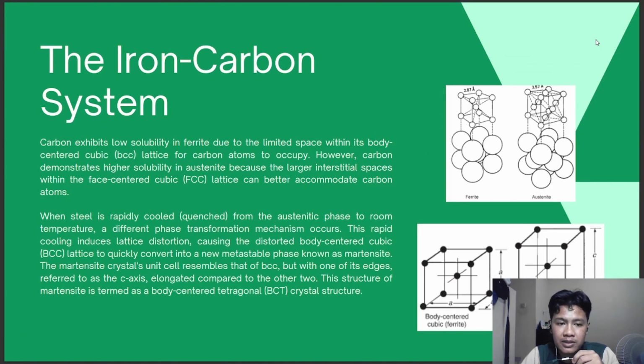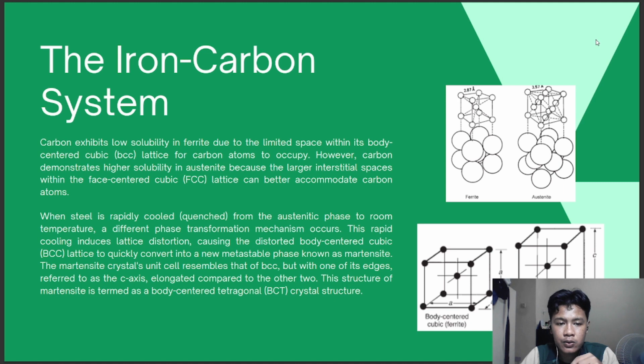Carbon exhibits low solubility in ferrite due to the limited space within its body-centered cubic, or BCC, lattice for carbon atoms to occupy. However, carbon demonstrates higher solubility in austenite because the larger interstitial space within the face-centered cubic, or FCC, lattice can better accommodate carbon atoms.